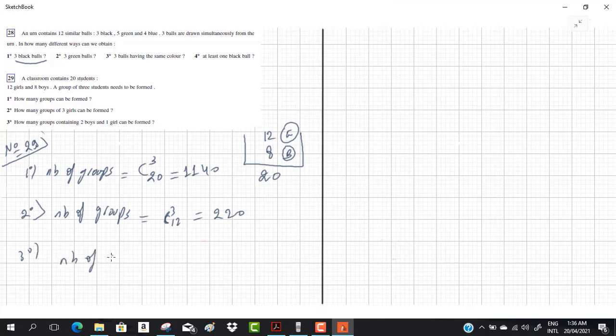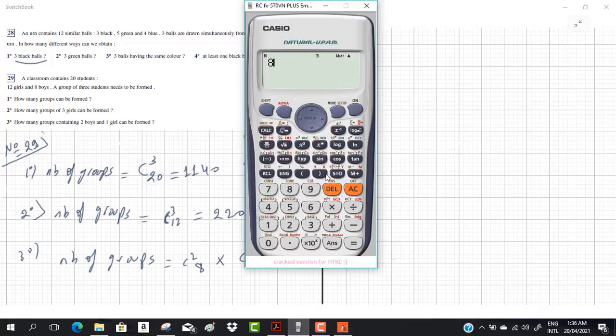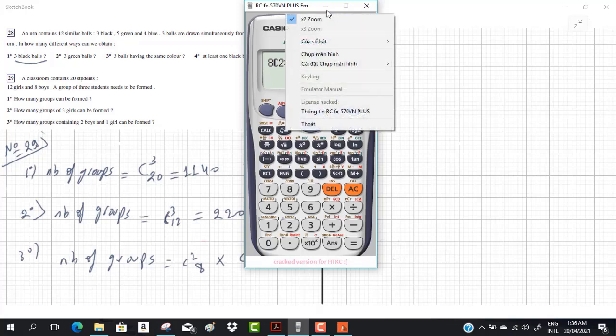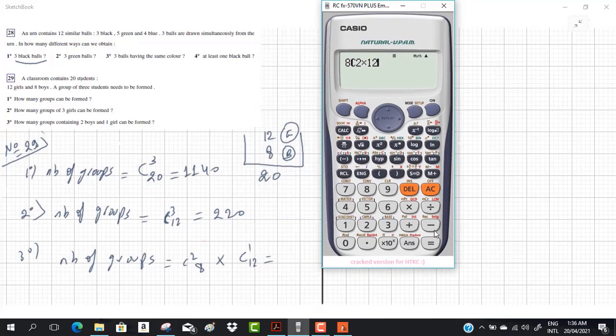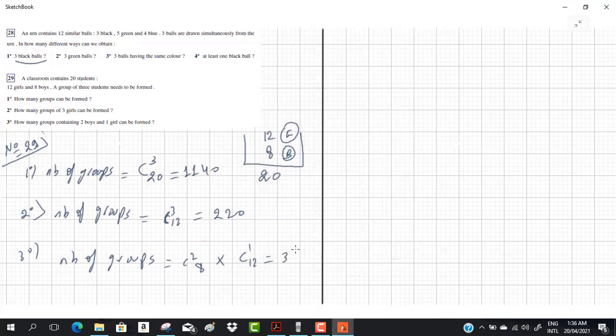Number of groups. 2 boys is C2 out of 8, times 1 girl, C1 out of 12, equals 8 C2 times C1 out of 12, which is for sure 12. You can find it on the calculator, or you can know the property. It's 336.